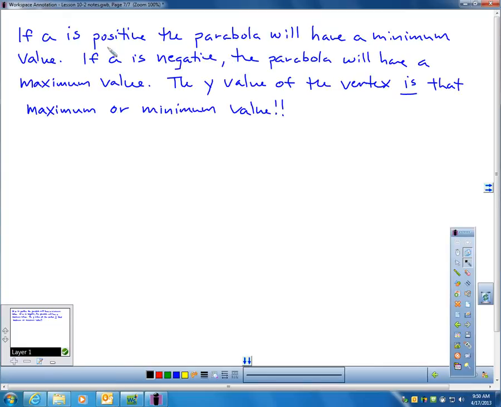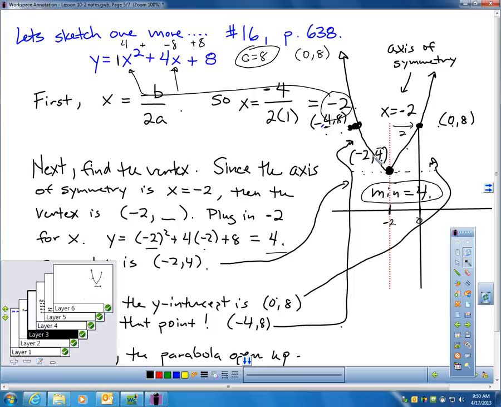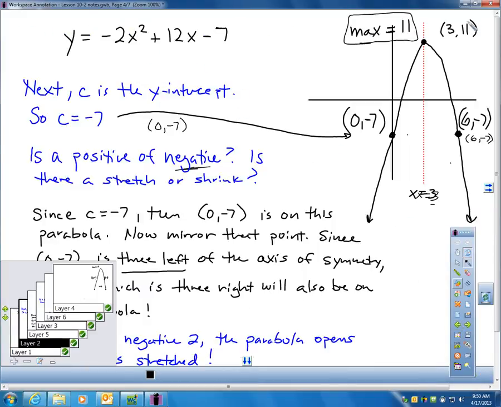And that's all my last point was here. If A is positive, the parabola will have a minimum value because the parabola opens up. If A is negative, the parabola will have a maximum value because it's opening down. The y value of the vertex is just that maximum or minimum. So what I mean here is you see the y value of my vertex is my maximum. Can you tell on the prior slide, the y value of my vertex ended up being the minimum? Can you see on the problem before that, my vertex was 3, 11 and the y value of the vertex ended up being the maximum value?